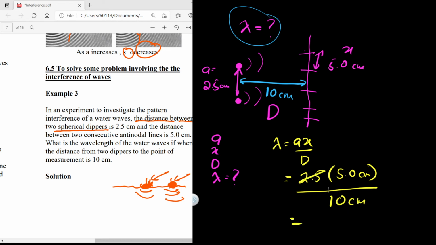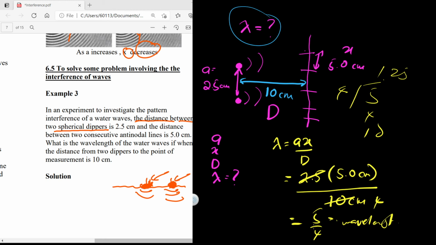Then you will get 2.5 times 5 divided by 10, so 2.5 and 4, so 5 divided by 4, so 1.25, right? Maybe you can use your calculator later. So this is the wavelength.